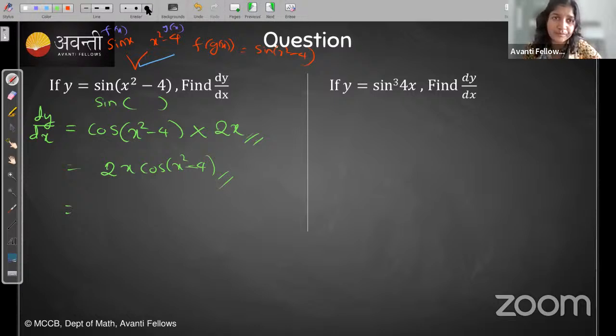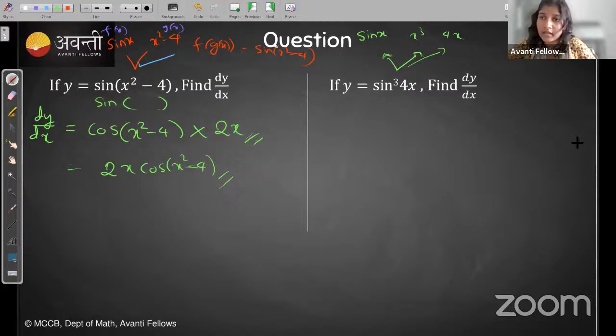This is the next question. Try to solve this next question too. Let me see how many of you have solved it. Here also we have two functions involved. Okay, how many functions are involved here? We have sin x, we have x cube, we have 4x. Three functions are involved here. Correct? I'll show you how we got it.